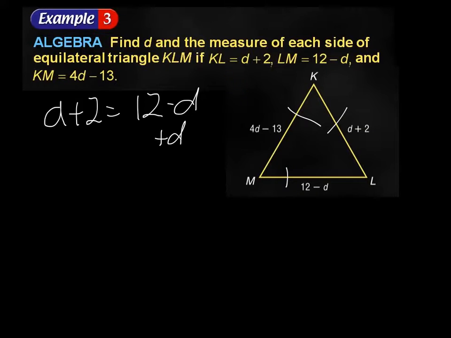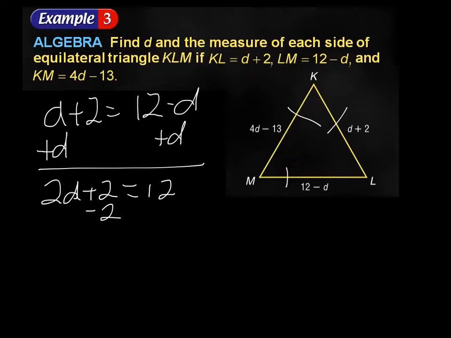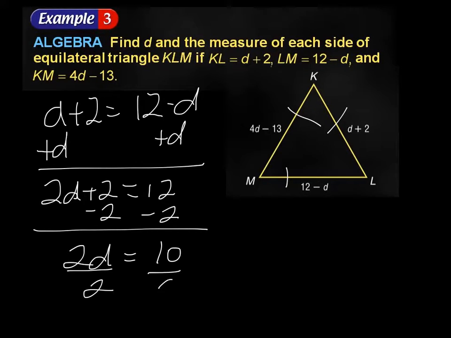Add D to both sides. So 2D plus 2 equals 12. Subtract 2 from each side. So 2D equals 10 and divide by 2. So I get D equals 5. Great. Now they ask me to also find the length of each side.